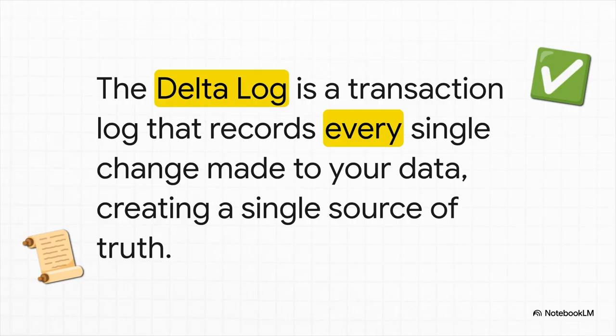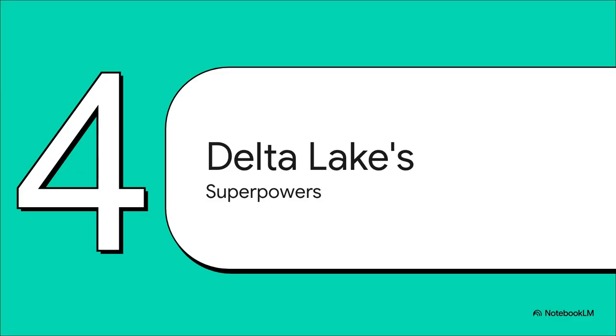This is that unbreakable audit trail we imagined at the beginning. It's such a simple but brilliant idea. It's just an ordered log file that writes down every single transaction, every time you add, change, or delete data. This log becomes the one and only source of truth. And that simple little log file unlocks a whole set of incredible features. I like to think of them as Delta Lake's superpowers. These are the things that directly attack all the problems we had with data swamps.